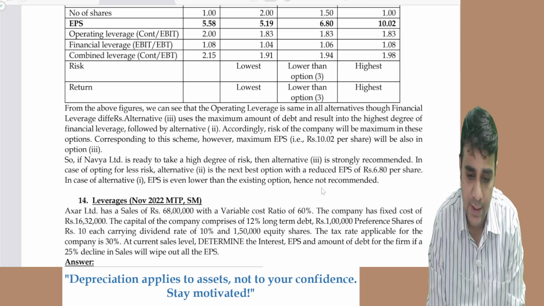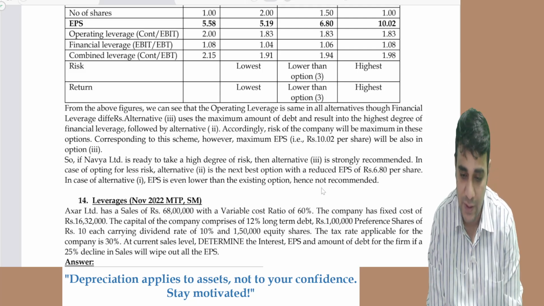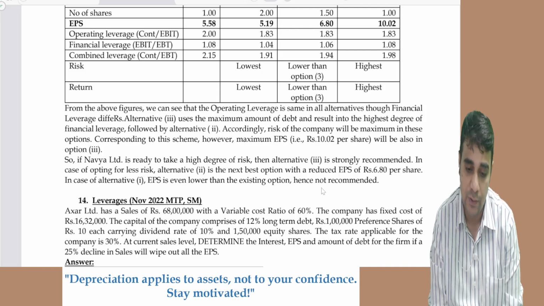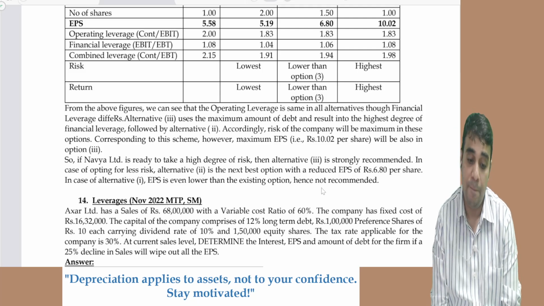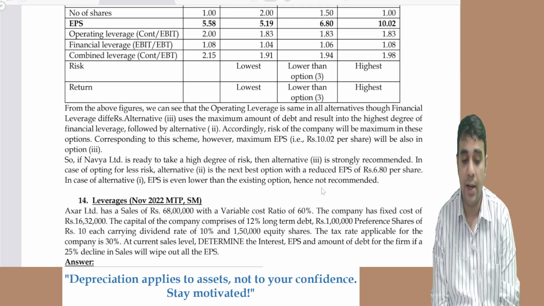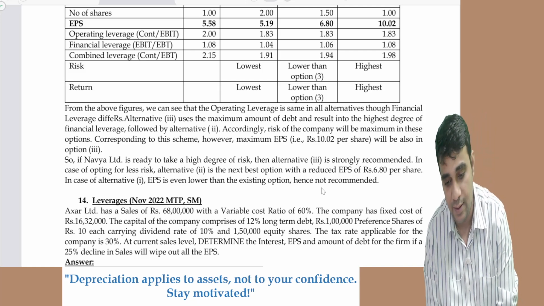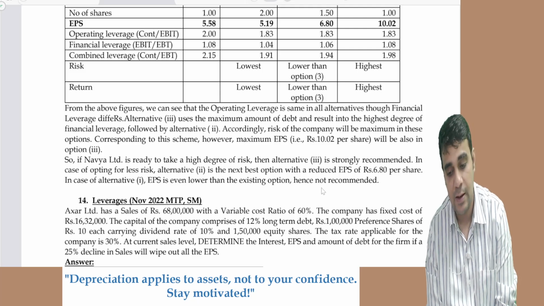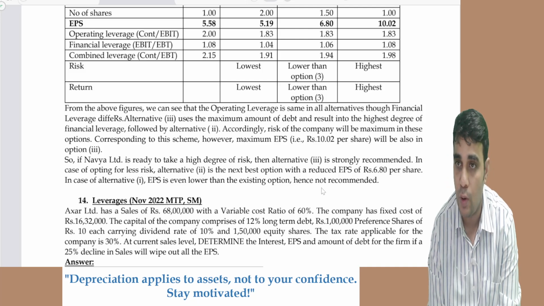Axar Limited has sales of 68 lakh, variable cost ratio of 60%, fixed cost of 1632. Capital comprises long-term debt, preference and equity share, with tax rate at current level of sales. What is the interest, EPS, amount of debt? If a 25% decline in sales will wipe out all the EPS.